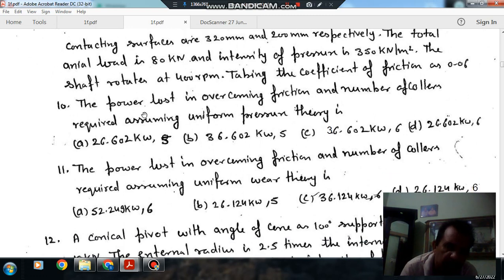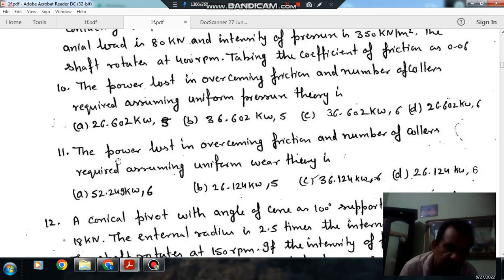Question number 10. The power lost in overcoming friction and the number of collars required, assuming uniform pressure theory, is: option A, 26.602 kilowatt, 5. Option B, 36.602 kilowatt, 5. Option C, 36.602 kilowatt, 6. Option D, 26.602 kilowatt, 6.